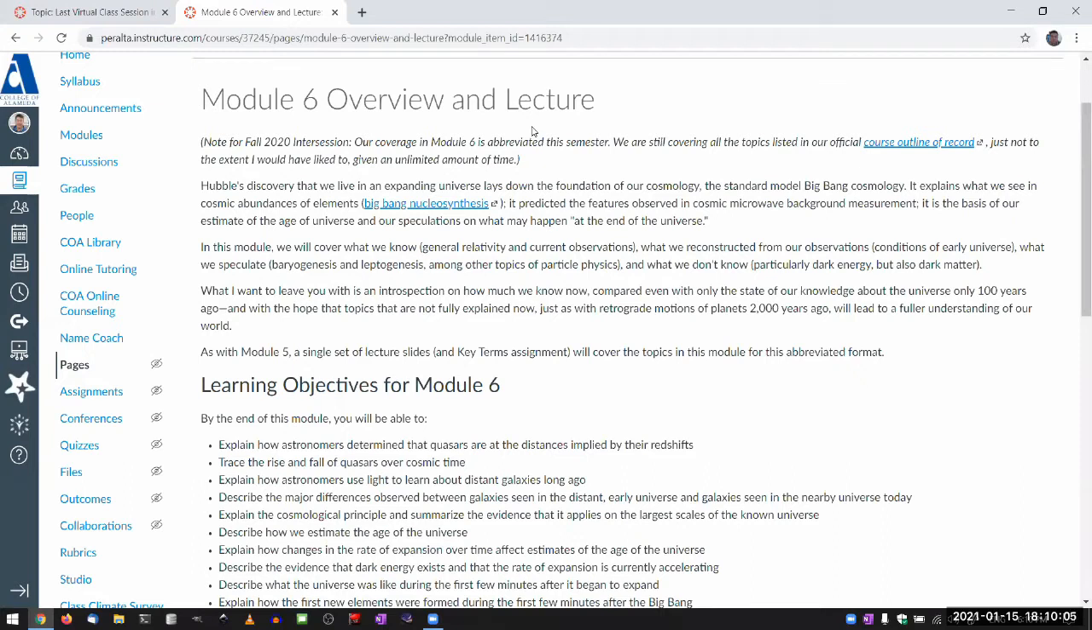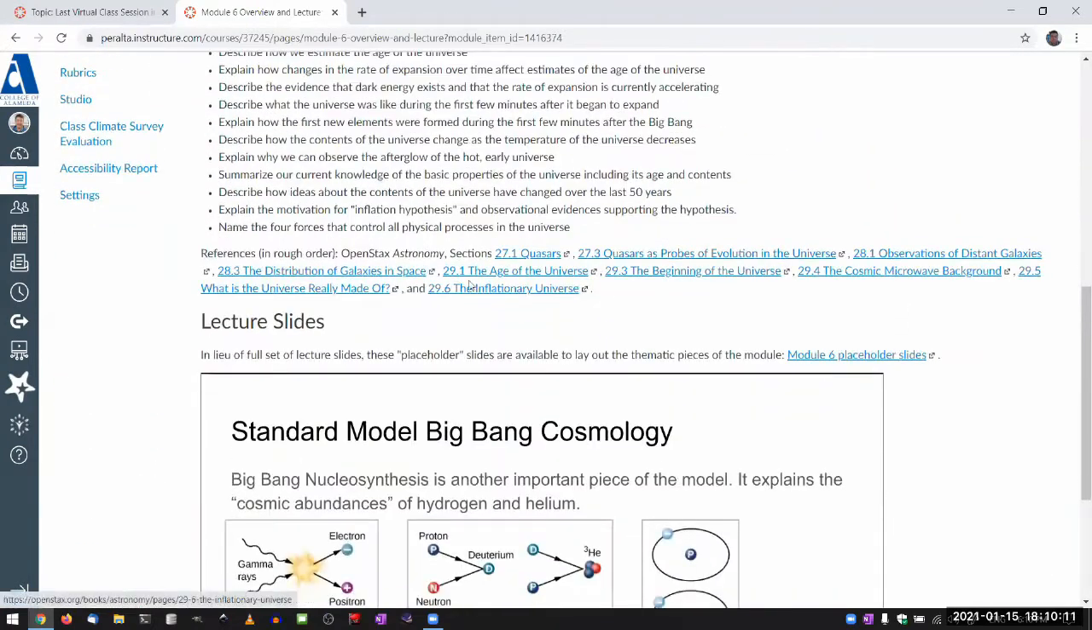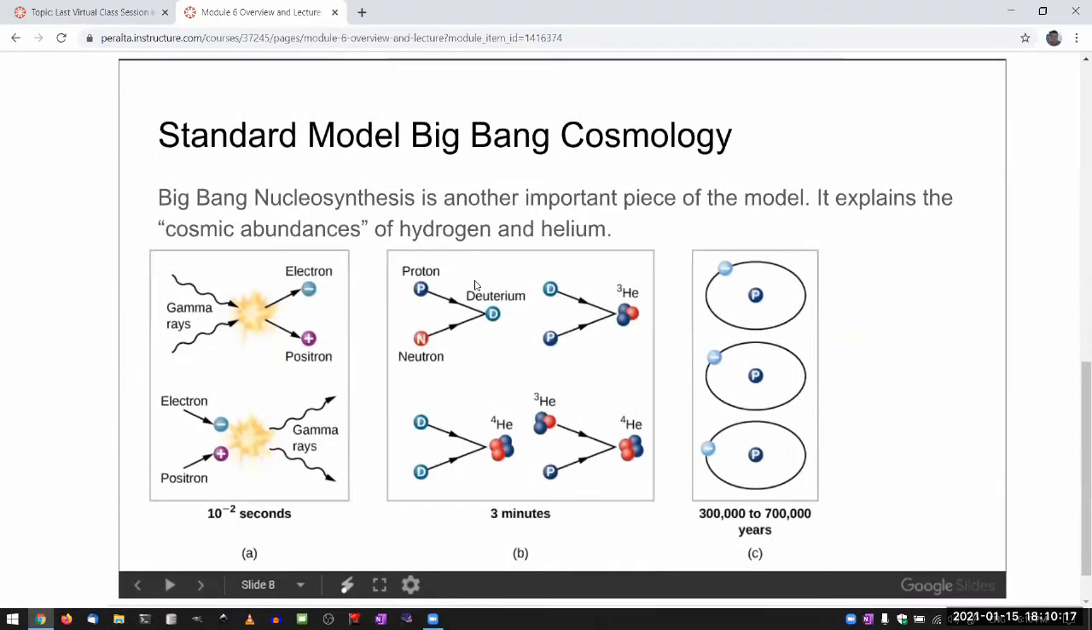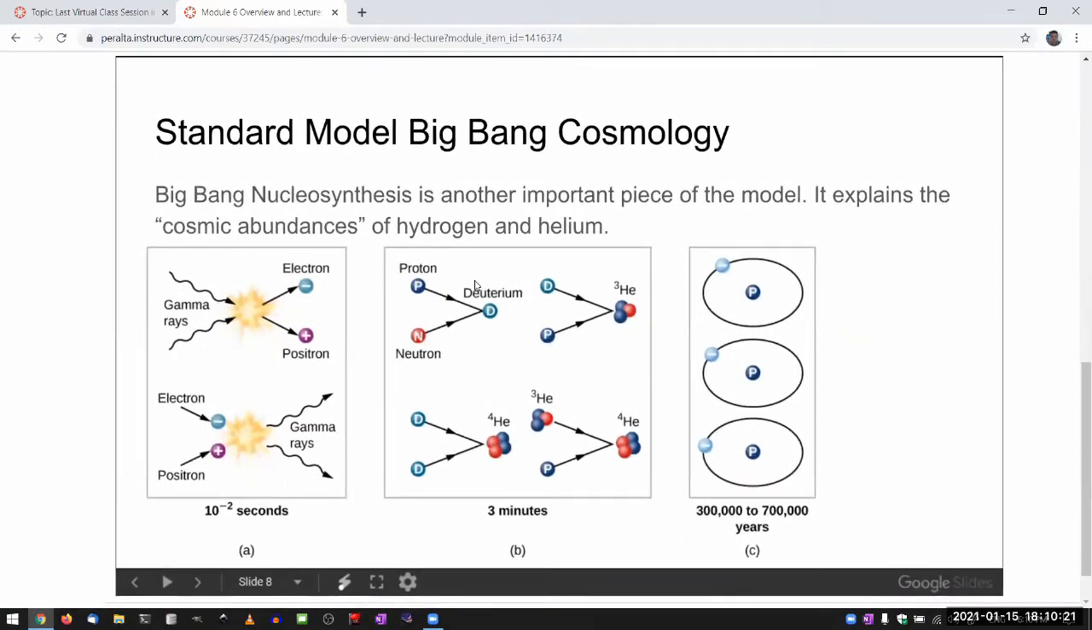There are some hints of that in module six, as you are maybe flipping through these slides. Well, this is the hint of that. And from my perspective, it's the biggest supporting point for the standard model Big Bang cosmology. I think I've shown some aspects of that on Wednesday, based on Hubble's observation of the expanding universe and the cosmic microwave background. And this third thing I'm bringing up has a connection to particle physics.